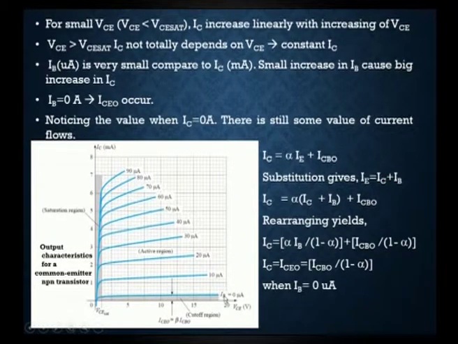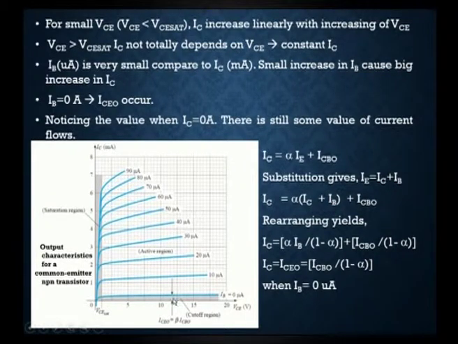So, IB in microamps, from 0 as the initial value. After that, if we increase it to 10 microamps, we can observe a big difference in the collector current for a small increment in the base current. And also when IB is equal to 0, we can find some value of collector current. That current is called ICEO, the collector to emitter current when the base is open.